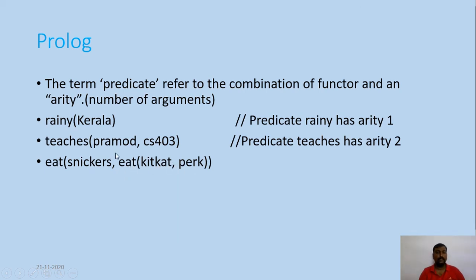Perk. So each predicate will have an arity of 2 always. Here KitKat comma Perk is arity of 2. Here Snickers is arity of 1. So this 1 comma this eat of KitKat comma Perk, so the arity will be 2.